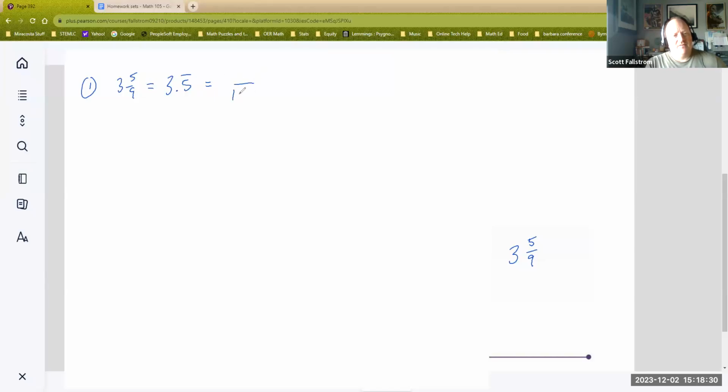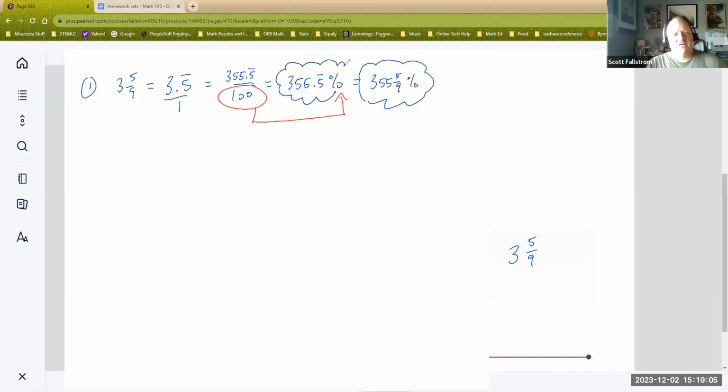3 5/9. When I convert and put 100 on top and bottom, it becomes 355.5 repeating. So as a decimal, I get 355.5 repeating percent. Again, look at this. When you see the per 100, you can write that as a percent. And then you can choose. You can rewrite this as 355 5/9, because that's the 0.5 repeating. Both of these are equivalent. One is a fraction form, one's a decimal form.